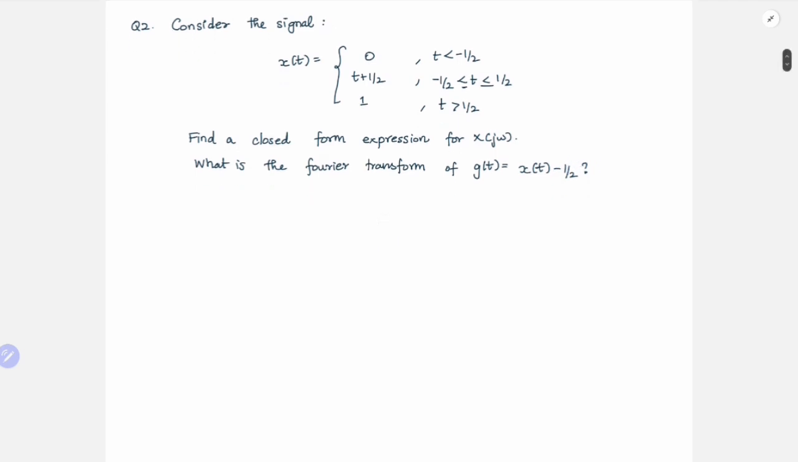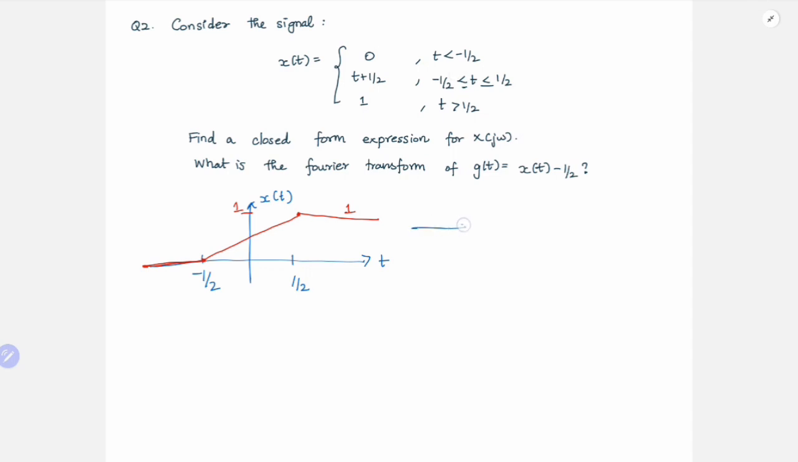Okay. So first let us try to sketch x of t. Let's look how it looks. So x of t, we have minus half, this is t. So up to half it is 0, minus half it is 0, and at minus half it is t plus half. So it is 0 at minus half, and at half it goes to 1. So linearly it goes, and then it stays there, right? So it stays at 1.